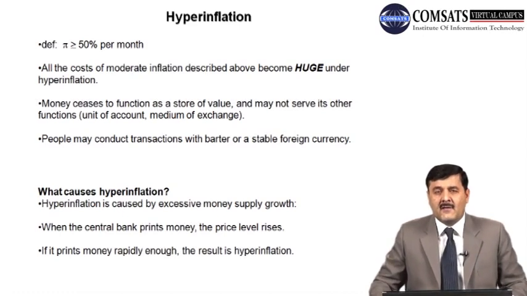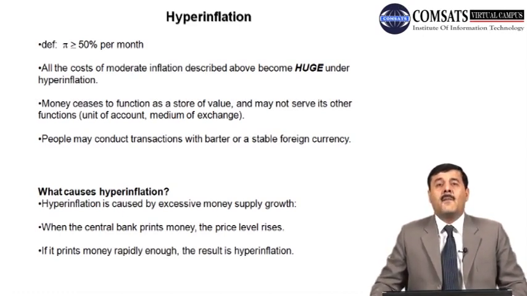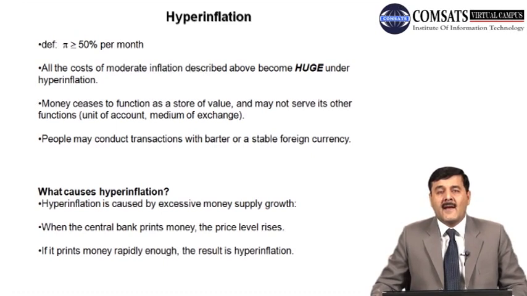What is the situation, what is the state of affairs that we call hyperinflation? Now its definition is that whenever the inflation rate is greater than or equal to 50% per month, we say that there is hyperinflation in the economy. When the inflation percentage is greater than or equal to 50%, we say there is hyperinflation. Now all the costs of moderate inflation described above become worse under hyperinflation.